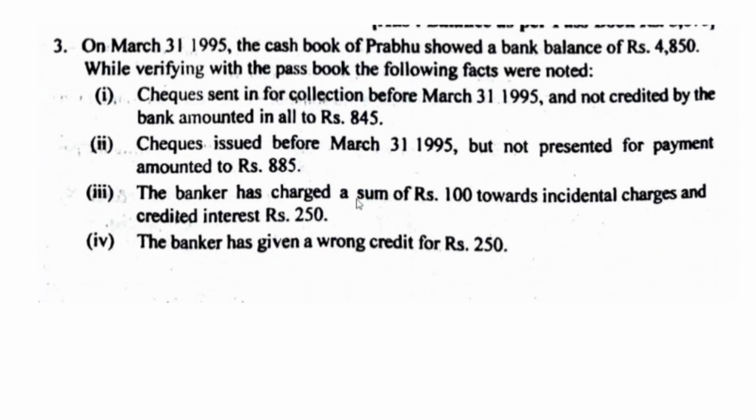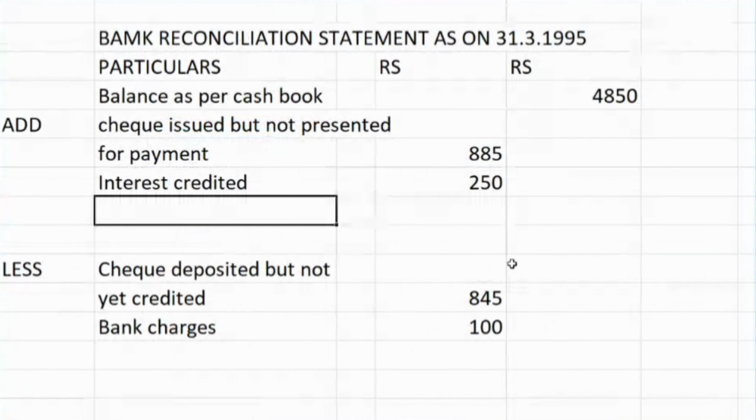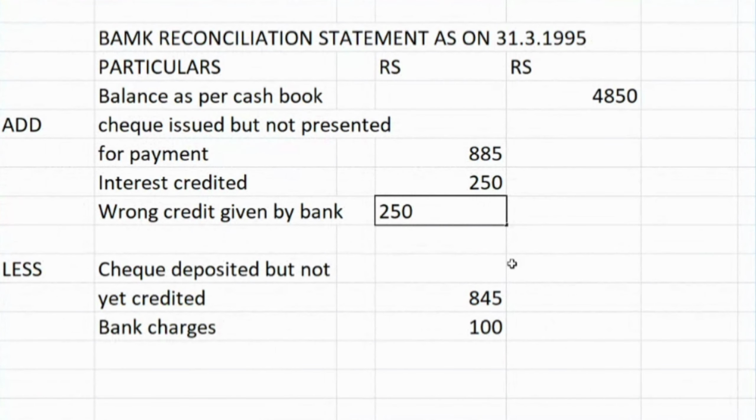Next we have banker has given a wrong credit for rupees 250. So in the bank, if it is credit, that means it has been written on the deposits, which means the passbook balance is increased and the cash book balance is decreased. So we are going to write this in the add category as the cash book balance is decreasing. So in the bank reconciliation statement, write wrong credit given by the banker and the amount to be recorded in the inner column.